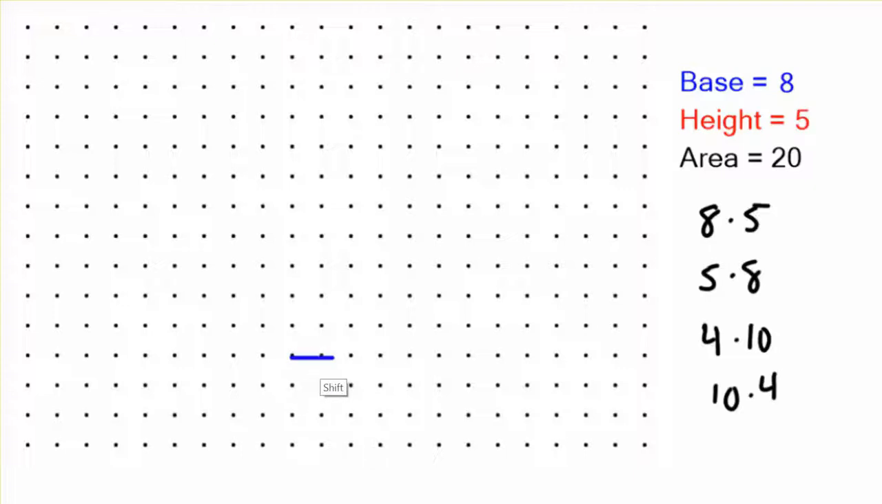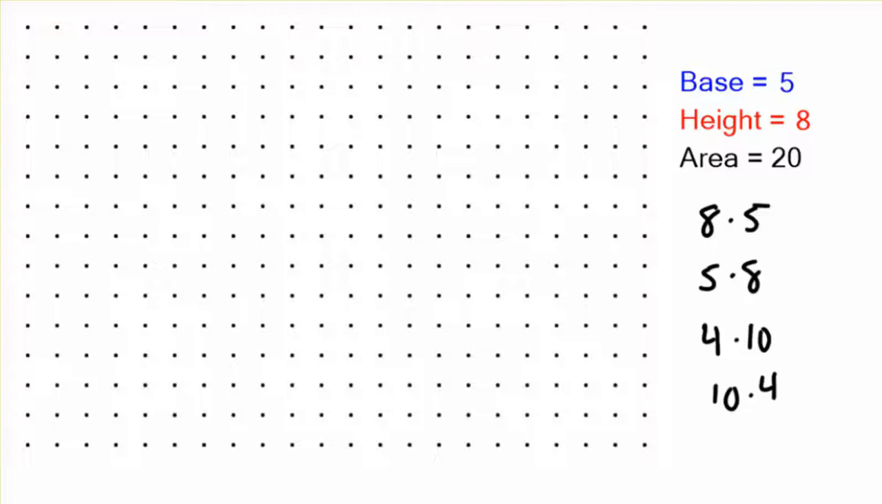Let's try one with a base of 8, height of 5. 1, 2, 3, 4, 5, 6, 7, 8. And let's make a height of 5. This is going to be an acute triangle coming right off of there at a right angle. 5 units high. Just connect these two. And there we have it. This area is going to be 20 because it's 1/2 of 8 times 5.